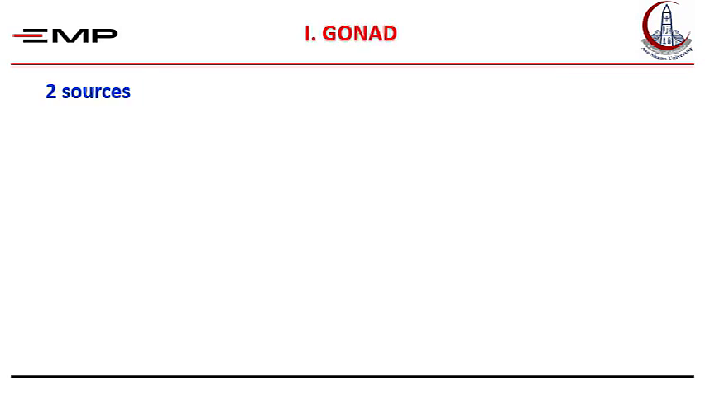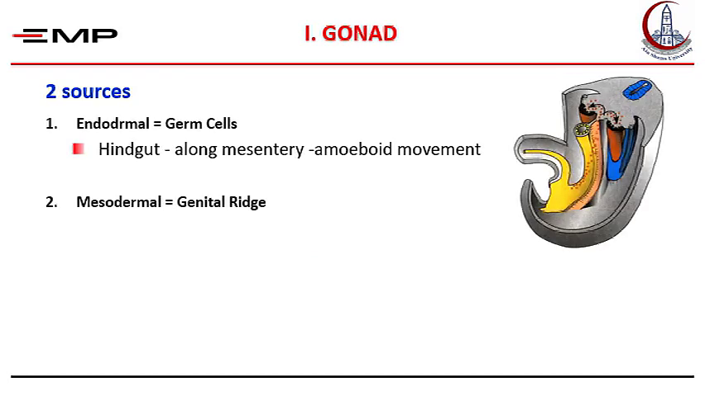The gonad in the indifferent stage comes from 2 sources, an endodermal source and a mesodermal source. The endodermal source is the germ cells, which are derived from the gut epithelium close to the allantois, migrate to the hindgut, and migrate along the mesentery by amoeboid movement to reach the retrocoelomic space of the intermediate cell mass of mesoderm. Here we have the 2nd kidney, the mesonephros.